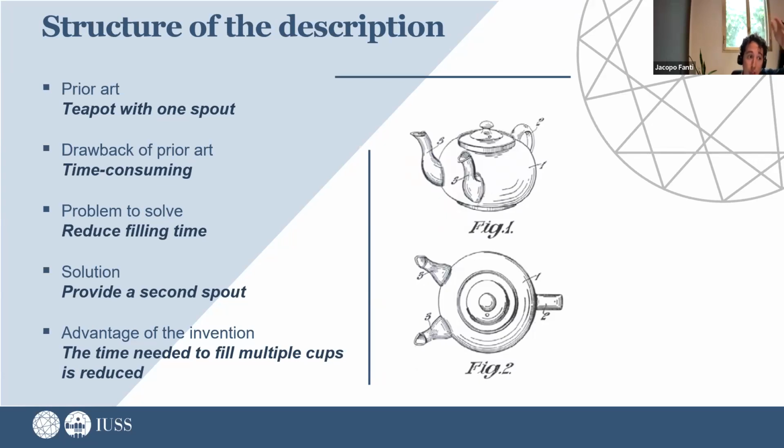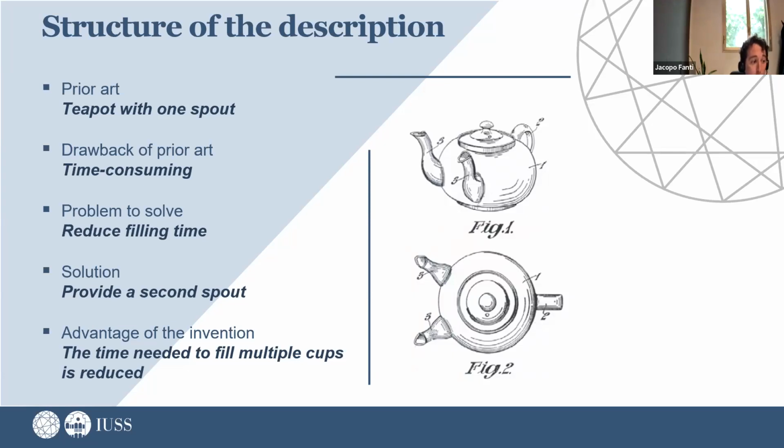The invention shown is from the UK, a patent application filed in 1930, but it's very easy to understand because we have the prior art, and the prior art in this case is a teapot with one spout. Then we have the drawback of the prior art. We need to describe the drawback of the prior art, and in this case, it's the time-consuming activity that you have to put in order to fill a cup, for example. So we have a problem to solve and we need to describe it. And the problem to solve is to reduce the filling time of a cup of tea or 2 cups of tea.